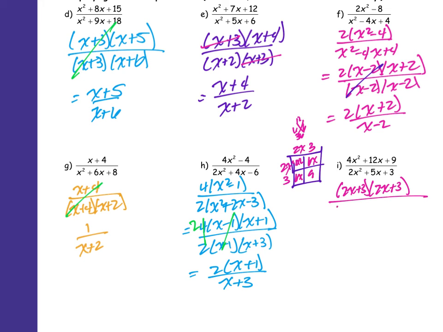So the bottom, I didn't do a box. I just said, oh, well, 2x squared factors to 2x and x, and 3 factors to 3 and 1. And so those go away. So I get left with 2x plus 3 divided by x plus 1. Done. Questions?